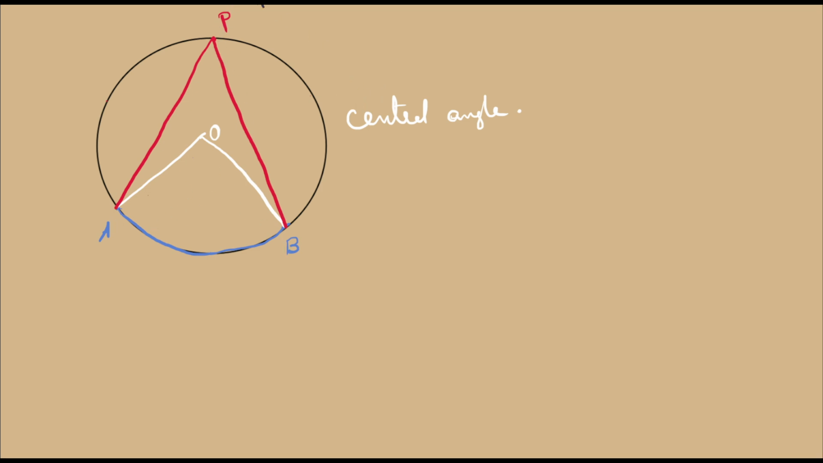Angle AOB is the central angle. And now we have angle APB. This is popularly known as the inscribed angle, because it's inscribed on the circumference of the circle, we call it the inscribed angle.